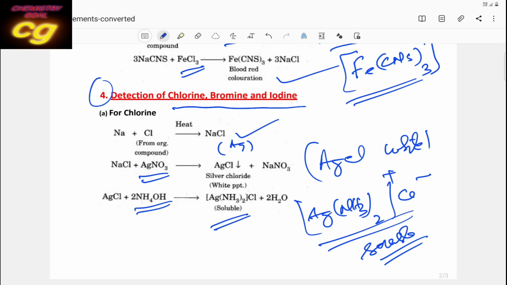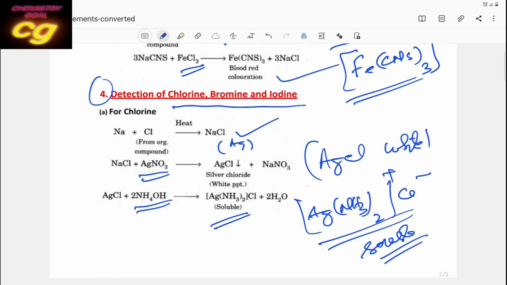So first you add AgNO3 solution, and a white precipitate is formed. When you add ammonia solution to the white precipitate, the white precipitate dissolves. That indicates the presence of chlorine in the organic compound.